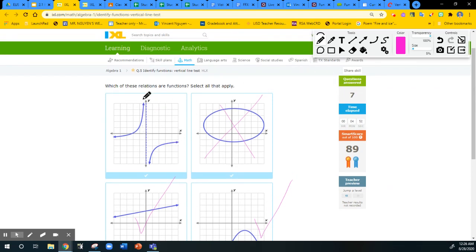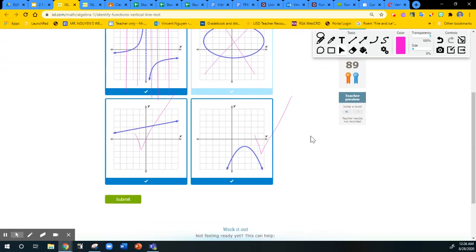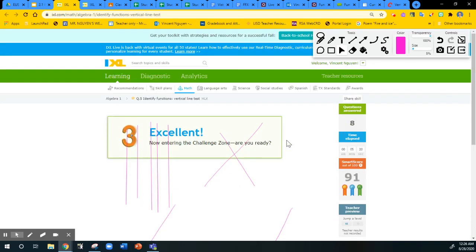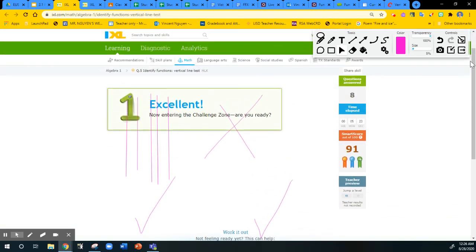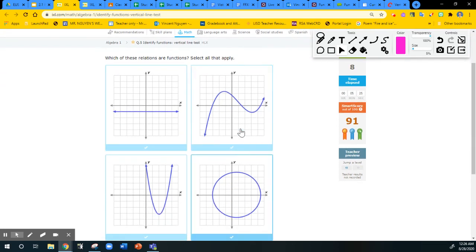Well, it doesn't matter. Draw a line anywhere. Let me get my vertical line. Draw a vertical line, a straight up and down line anywhere on this graph. Do you cross it at one place or more than one place? If you cross it only at one place, it doesn't matter where you draw it. If you cross it at one place, then it is a function. This is actually a function. So I'm going to select that one, and that one. Okay, submit. Now I'm going to stop. We're in the challenge zone, but I think it's just going to repeat anyway. See, it's a whole bunch of graphing.